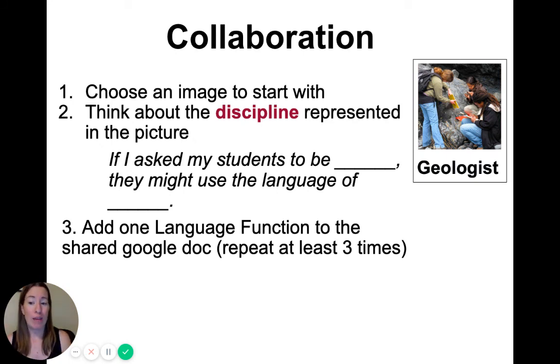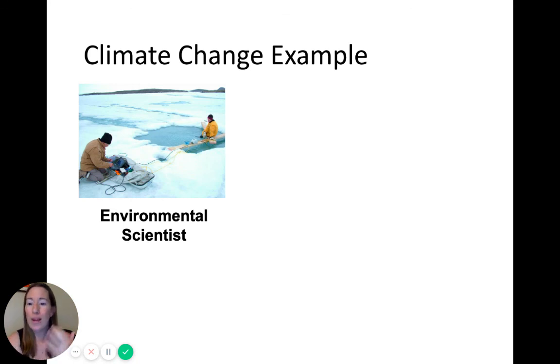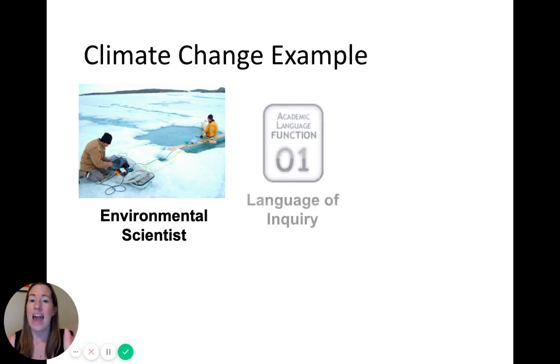This is a collaborative document with everyone from track 2. So then go through and look at what other educators have said. We're doing this because in our PBELL, we are going to ask our students to take on a discipline. So in our climate change example, I asked you all to become environmental scientists, and I asked you to use the language of inquiry.